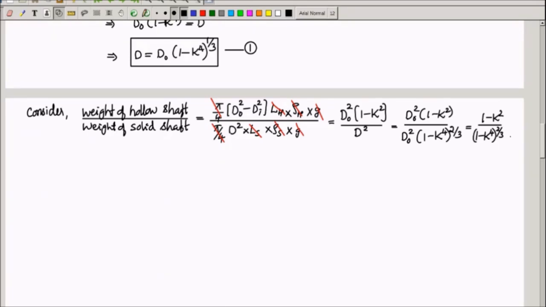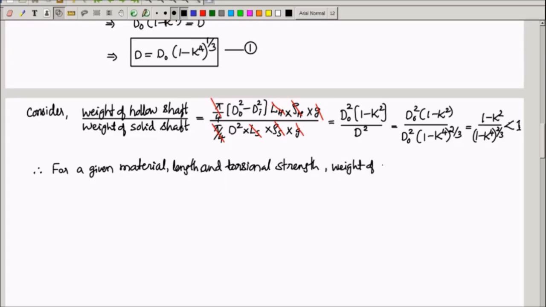For this last term, the ratio, for any value of k less than 1 that you substitute, the ratio will always be less than 1. If you want to check it, you start substituting from 0.1 to 0.9, any value. This ratio will always be less than 1. So for given material, length and torsional strength, the weight of the hollow shaft is less than that of the solid shaft.